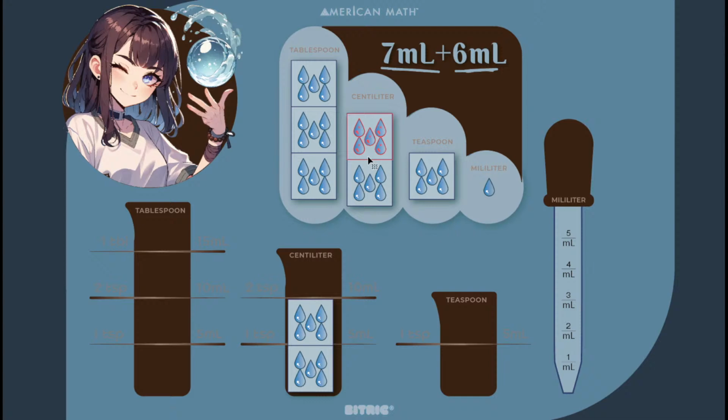Yep. Okay. So you have 10 milliliters. So we know 7 plus 6 is 13. At least we can count it out. And we have 10. So that means we're going to need 3 more milliliters. So what we're going to do is take the individual milliliter and drop that into the dropper. And then that'll give us a centiliter and 3 milliliters.